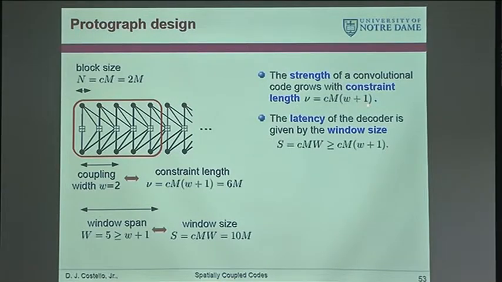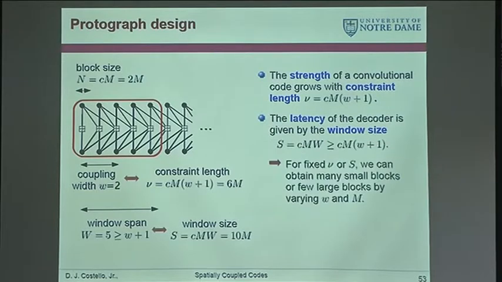So this is the expression for constraint length. This is the expression for latency. We'll use our window size, S. And since the number of blocks in the window has to be at least the coupling width plus 1, the latency must be at least this. So we can view this setup as thinking of either the constraint length, the strength of the code, or the latency, the window size, as being fixed.